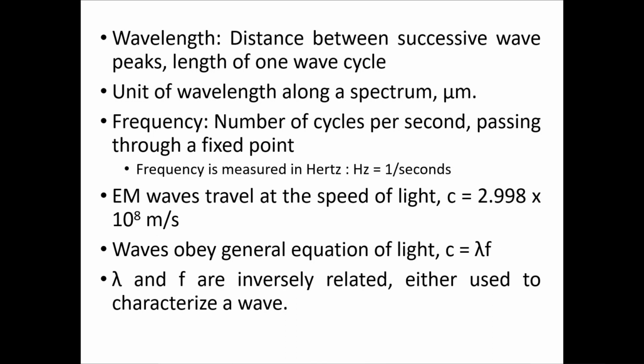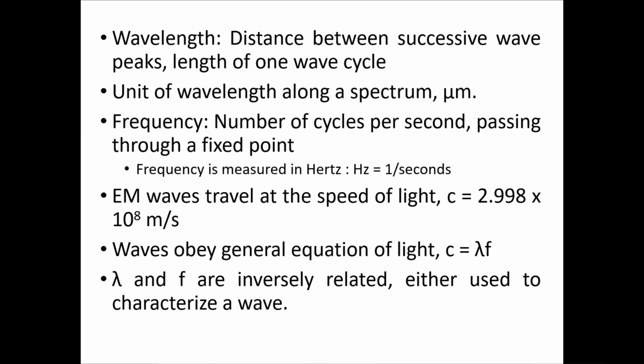You can see that lambda and f are inversely related, right? Wavelength and frequency are inversely related to each other. That means the shorter the wavelength, the higher the frequency, and the longer the wavelength, the lower the frequency, right? Understanding the characteristics of electromagnetic radiation in terms of their wavelength and frequency is very much necessary to understand the information to be extracted from remote sensing data.